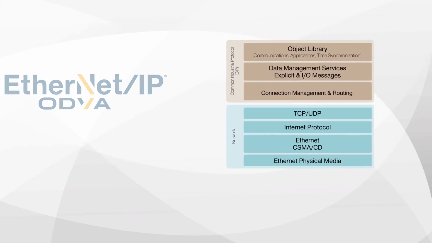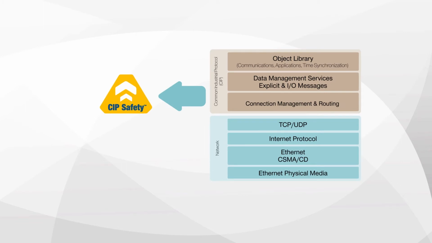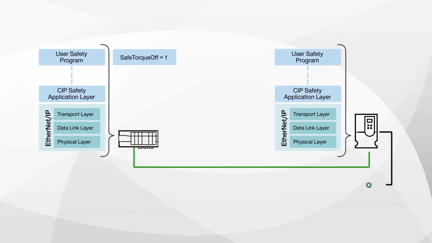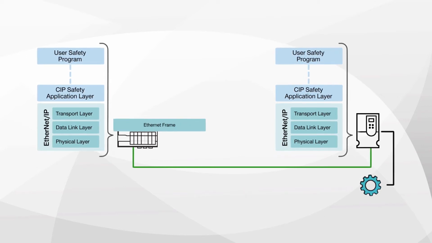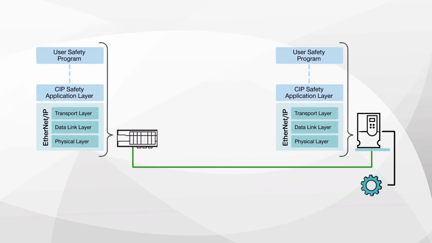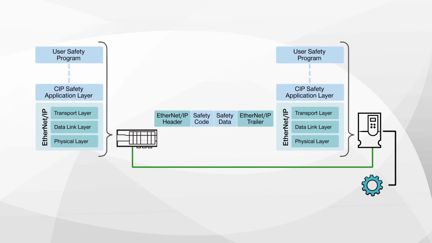This enhanced protocol is called CIP Safety, and it can coexist with other application layer protocols like CIP Motion and CIP Security. Safety data in the device is packed into the CIP Safety protocol, which resides inside an EtherNet/IP packet, which becomes an Ethernet frame.